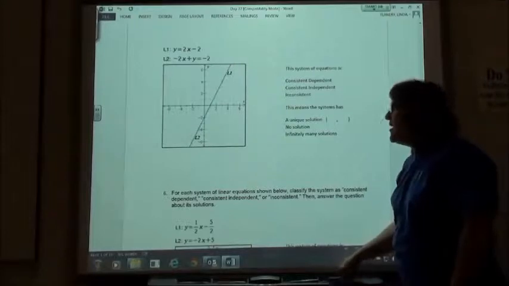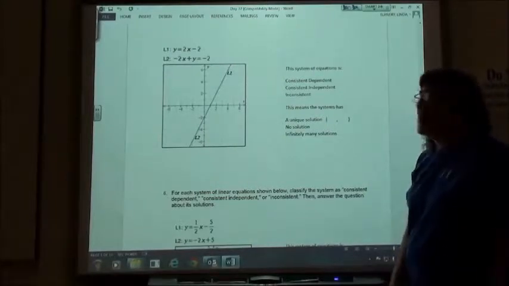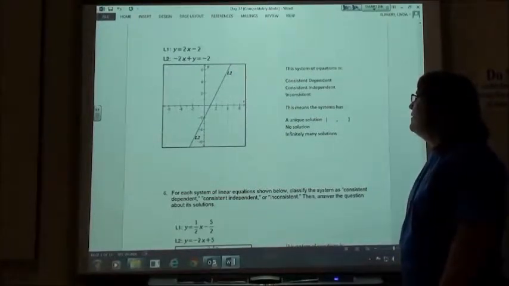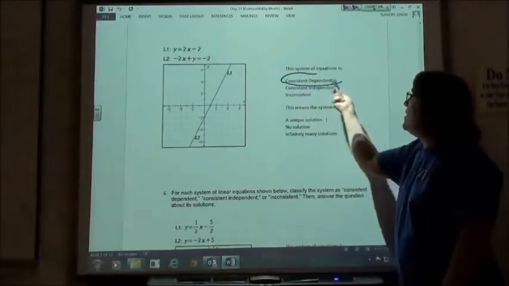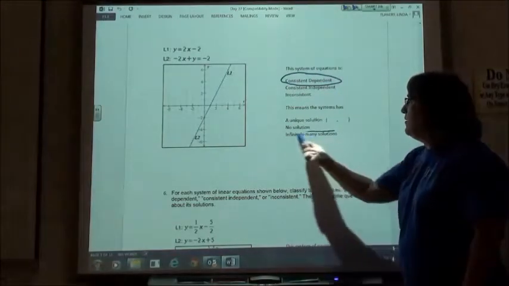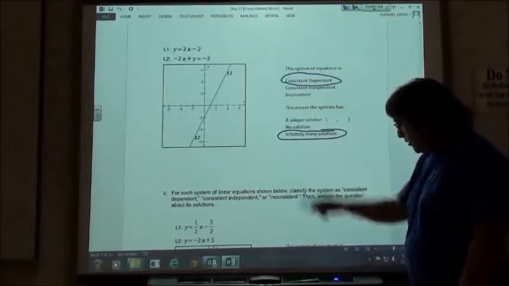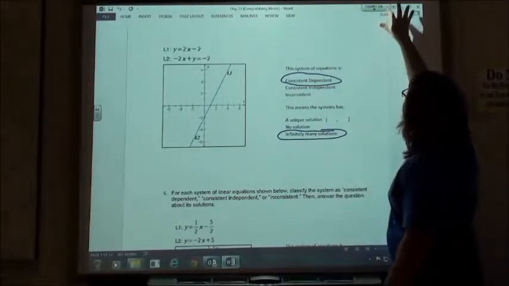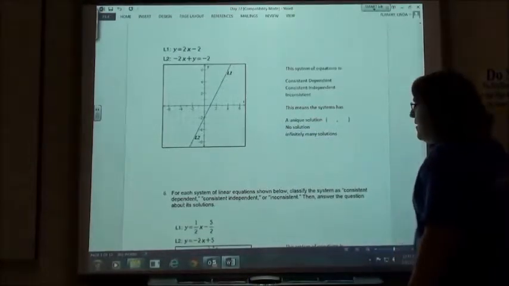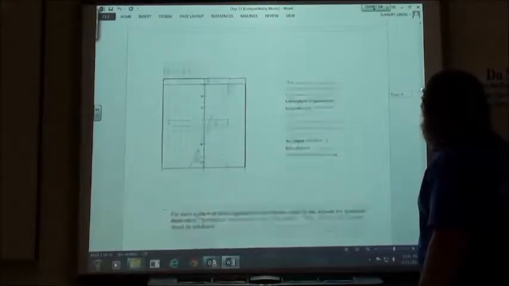So the third one on number 5, one line right on top of the other line would be consistent dependent and have infinitely many solutions because every point on line 1 works on line 2.